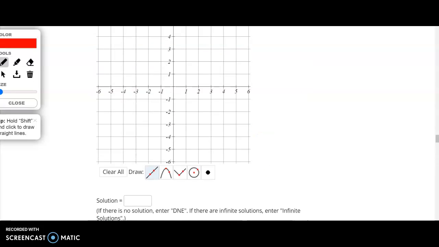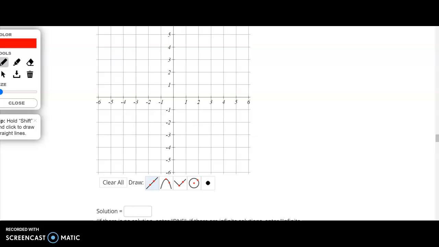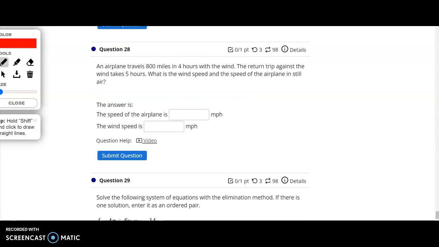This one, I believe I did one like this at the very beginning. Okay, I think we have about covered this.